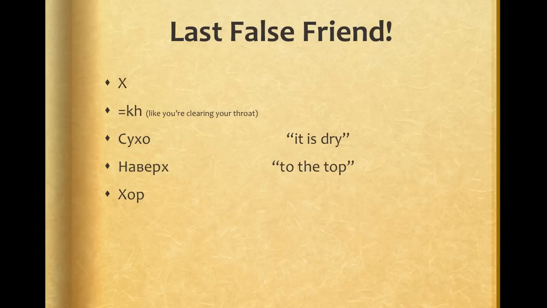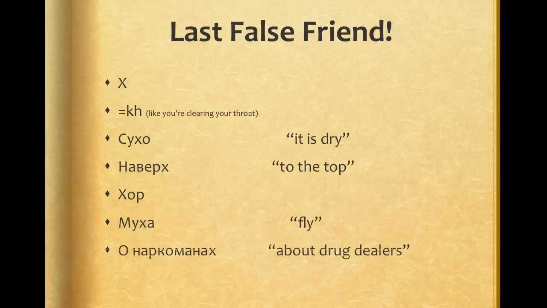Khor. You want to take a guess what you think that means? Okay, I think you maybe have a dirty mind. It's not whore, it's a choir. Mukha. And here's a phrase for you. A narkomanakh. About drug dealers. I told you there was going to be some pretty random stuff in here. That's why you don't need to bother memorizing anything.